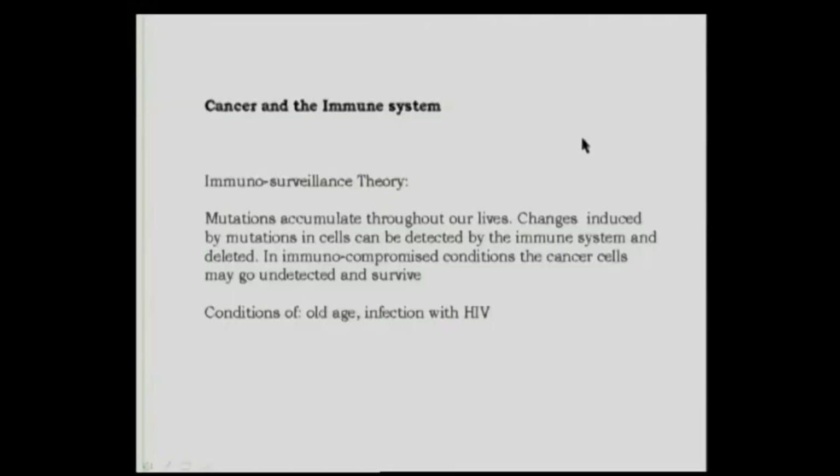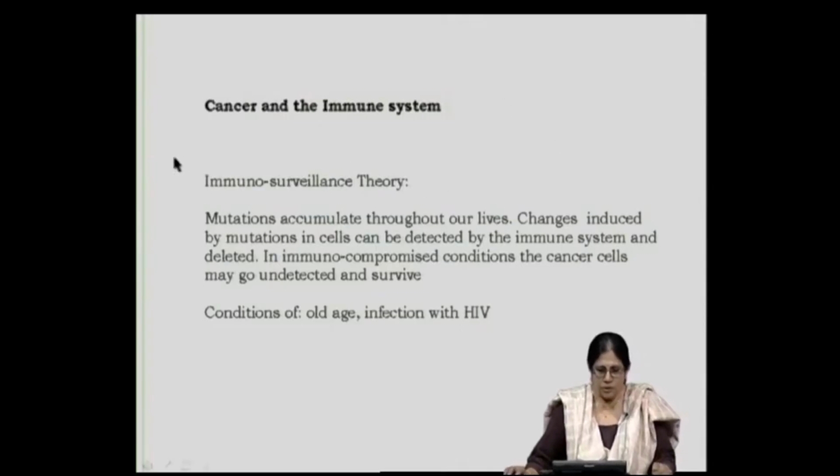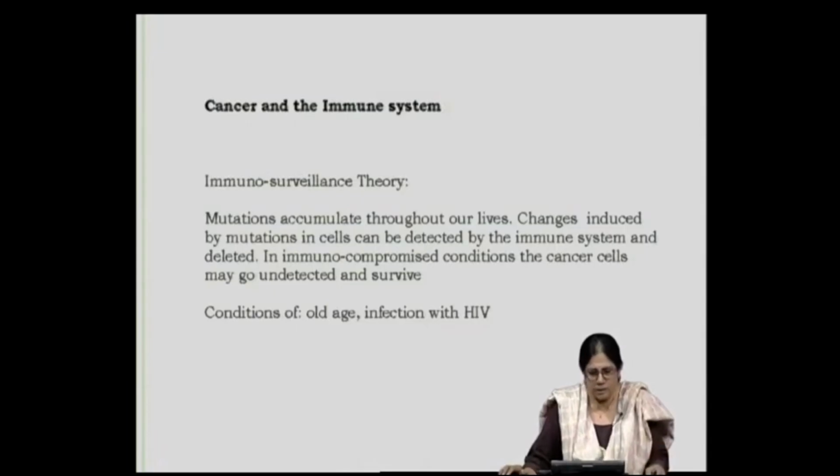This is based on the fact that it is mostly when there is an immunocompromised condition that cancer cells tend to proliferate or establish themselves. So, this supports the immunosurveillance theory. The immunosurveillance theory says that our cells are constantly undergoing mutations.